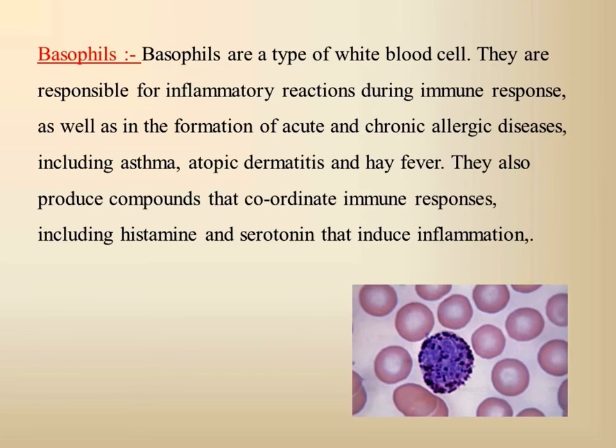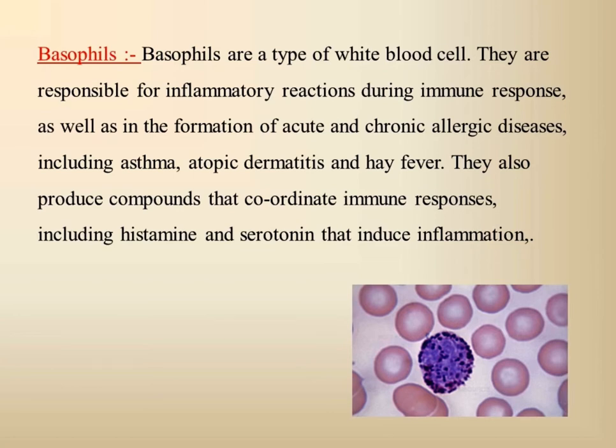The third type of granulocyte white blood cell is the basophil. Now, basophils are a type of white blood cell responsible for inflammatory reaction during the immune response. So it is different when compared with the eosinophil. Its function is also inflammatory reaction, but during the immune response, not during parasite infection, as well as in the formation of acute and chronic allergic disease.